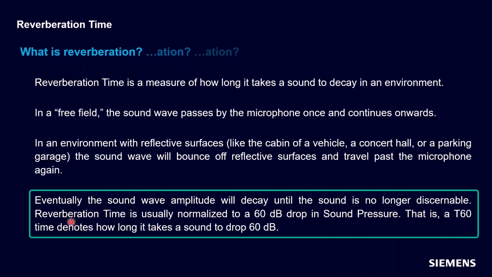And we calculate, or we can measure, something called a reverberation time, which is a value that's normalized to a 60 dB drop in sound pressure. A T60 reverberation time denotes how long it takes a sound to drop 60 decibels.